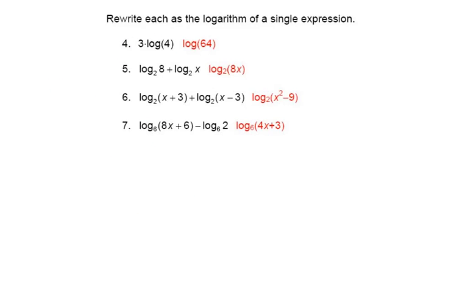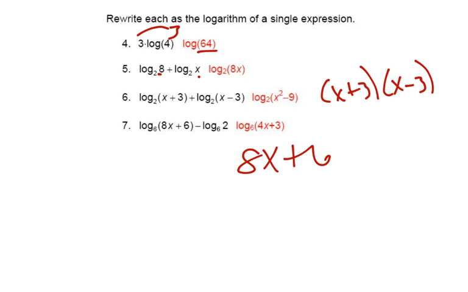Alright, so just a little refresher of what you would do. This 3 would come over here and be an exponent. 4 to the third is 64. Addition becomes multiplication, so 8 times x is 8x. Addition becomes multiplication. They did x plus 3 times x minus 3. They did FOIL, and that's where their x squared minus 9 came from. Subtraction becomes a fraction, so it became 8x plus 6 all over 2, but they all divide by 2. So when you cancel, you get your 4x plus 3.